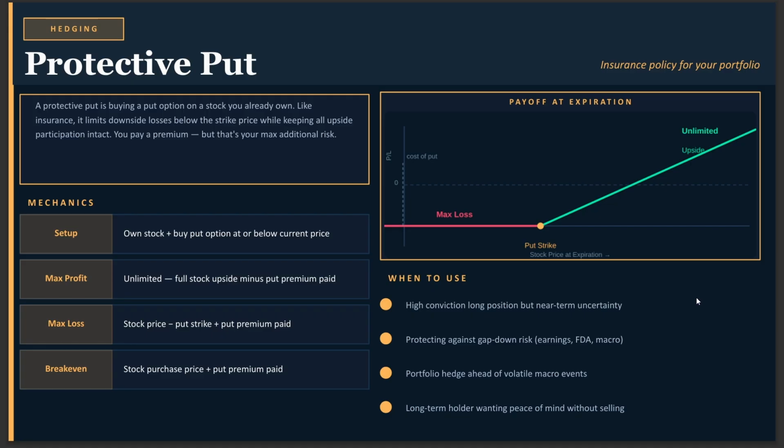I like this graph, this thing that you posted in chat. All right, so any questions about protective puts? Anything else on protective puts?